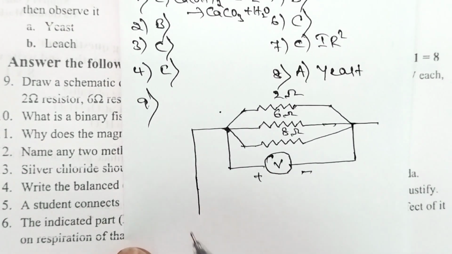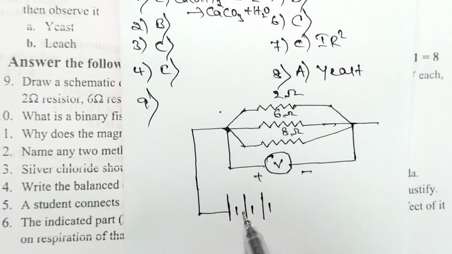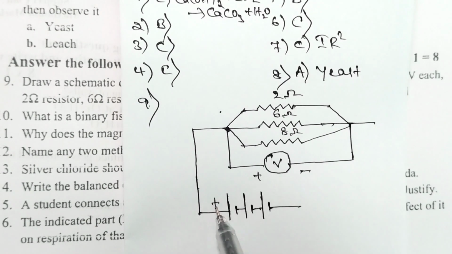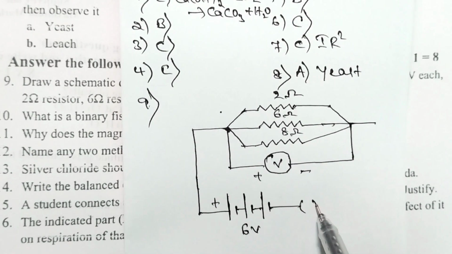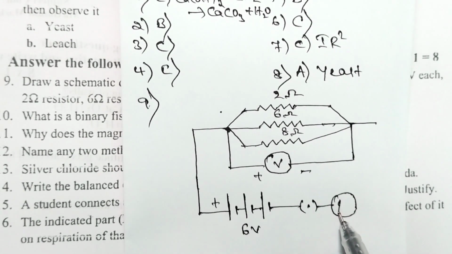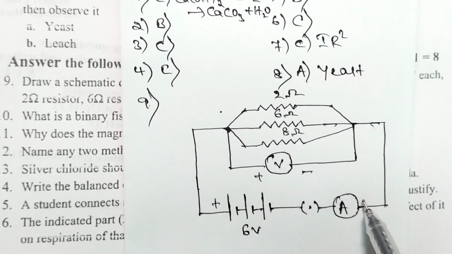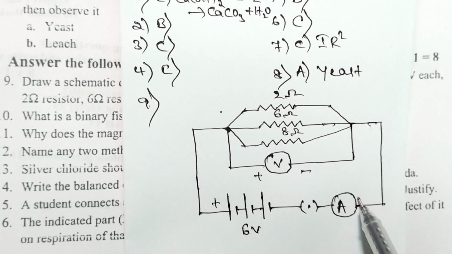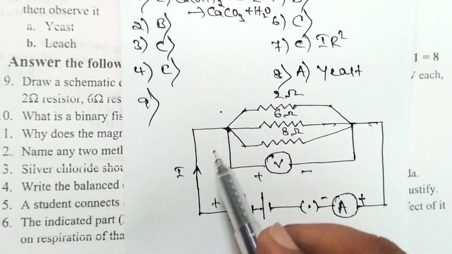Now you have to connect 3 cells. This is the first cell, this is the second cell, and this is the third cell. The voltage of each cell is 2 volts, so the total is 6 volts. So this is the plug key, this is the ammeter. So like this you have to connect, and this is the direction of the current.